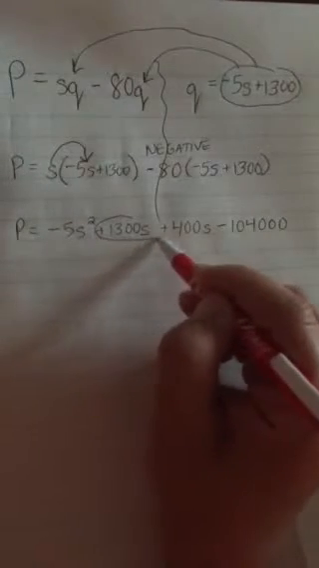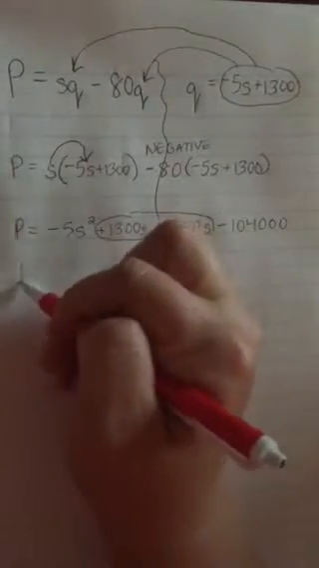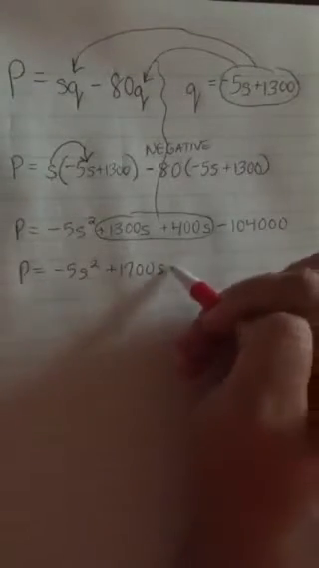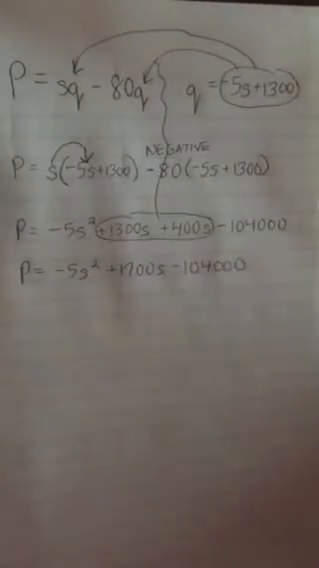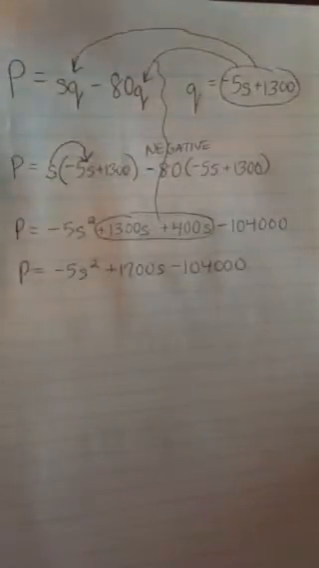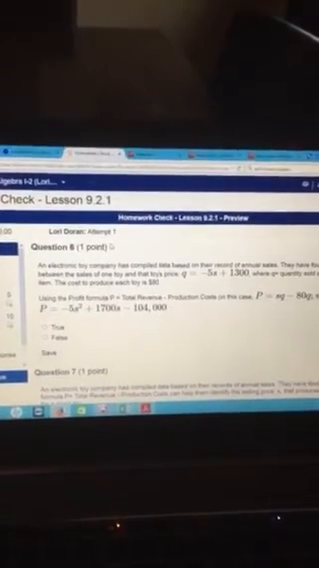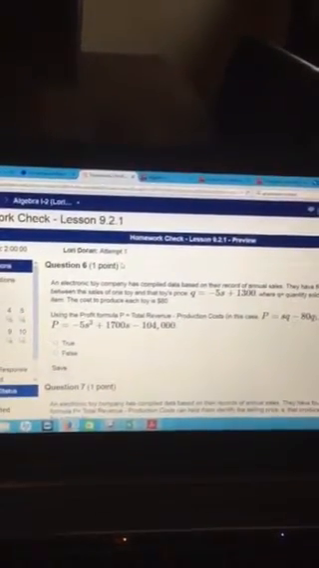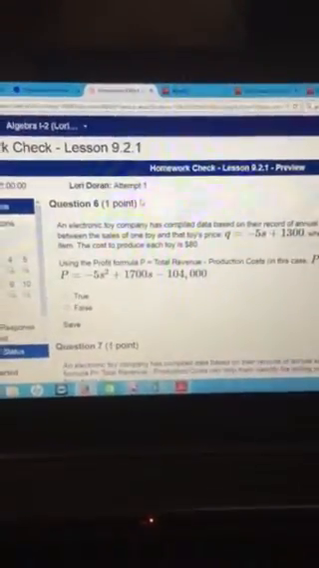Now we still need to simplify it, so taking a look at what's on the right side of the equal sign, the only thing that can be simplified is by combining the 1300s to the 400s. So that's going to give us P equals negative 5s squared plus 1700s, bring down the minus 104,000, and that is the formula that we're going to use for the profit. So if you go back to question number 6, the question wants to know, does P equals negative 5s squared plus 1700s minus 104,000 equal the equation that we would use for this problem? And that matches up with what we got there. Therefore, the answer is true.